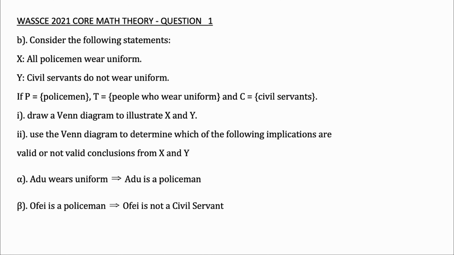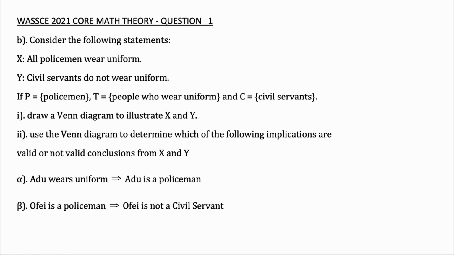Question 1b. Consider the following statements. X. All policemen wear uniform. Y. Civil servants do not wear uniform. If P is equal to policemen, T is equal to people who wear uniform, and C is equal to civil servants. I. Draw a Venn diagram to illustrate X and Y.